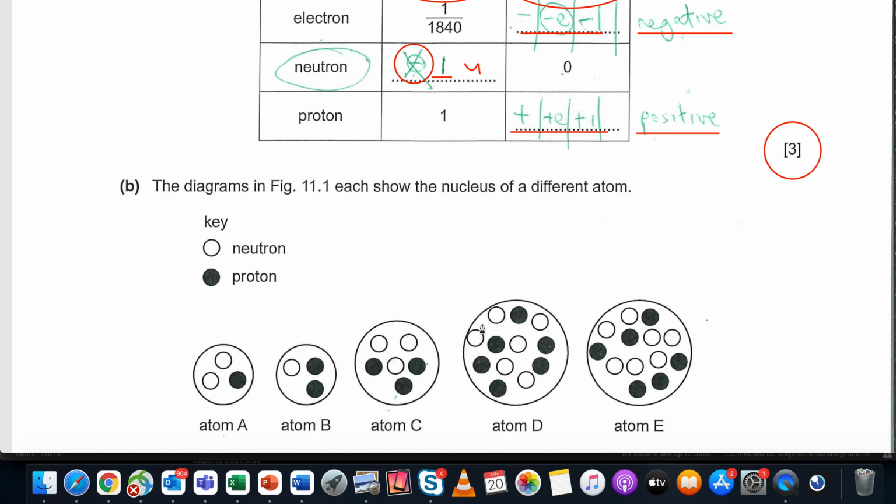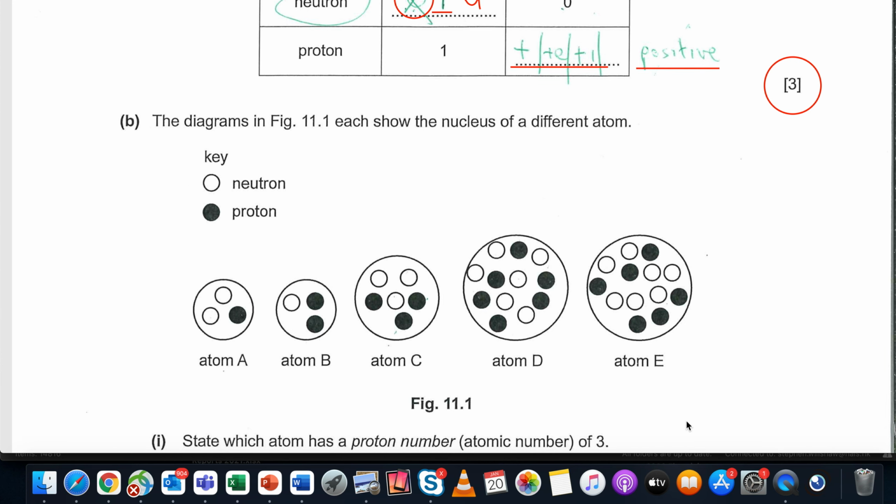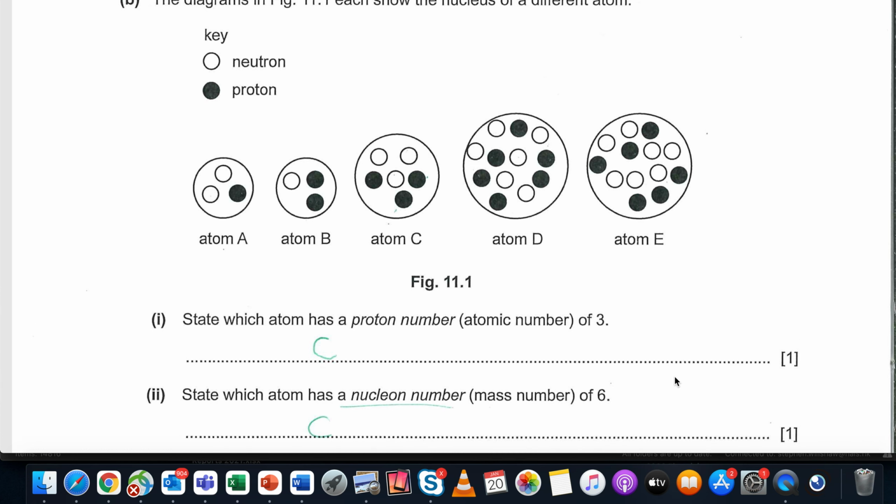Then we've got our atoms A, B, C, D, and E, and we're going to be looking at protons and proton numbers and mass numbers, or nucleon numbers. We're asked to state which atom has a proton number of 3. To do that, we're going to count protons. 1 proton, 2 protons, 3 protons. So we're looking at the answer C for this question.